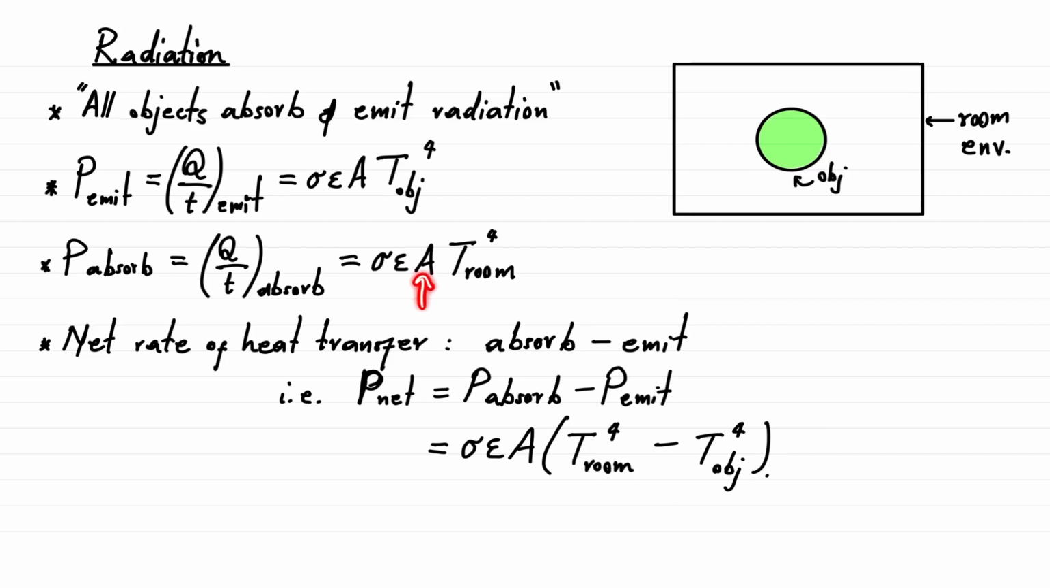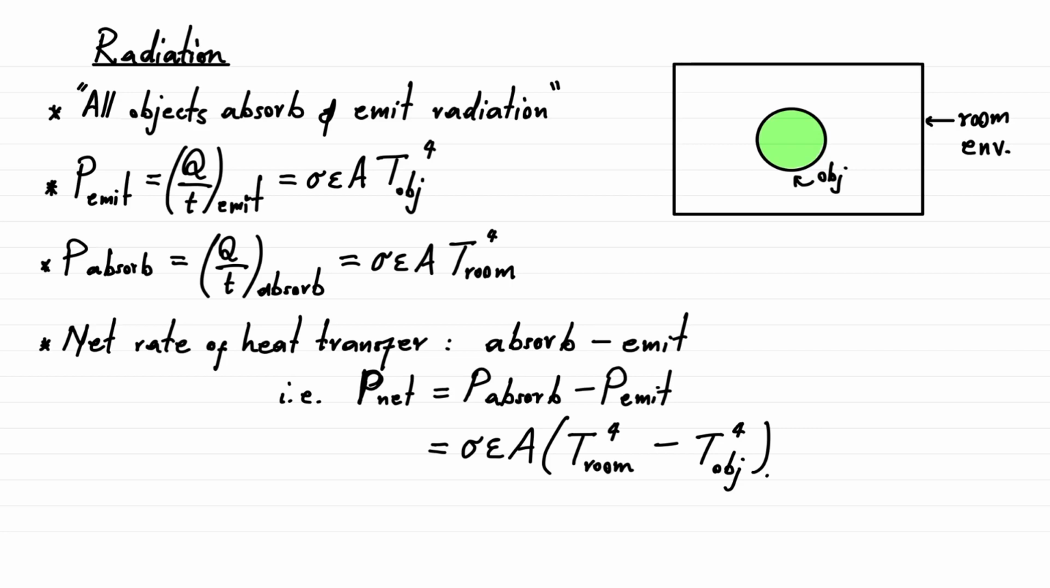And the area here obviously would still be the area of the object, not of the room, because that's the surface onto which the object can receive this radiation coming from the room. And the emissivity constant is a property of the object, so that will tell us how well the object absorbs radiation. And again, sigma is a constant. It is very important that whenever you are interested in how fast the object is absorbing radiation, we use the temperature of the environment. However, when we're interested in how fast the object is emitting radiation, we use the temperature of the object. That difference is very important.